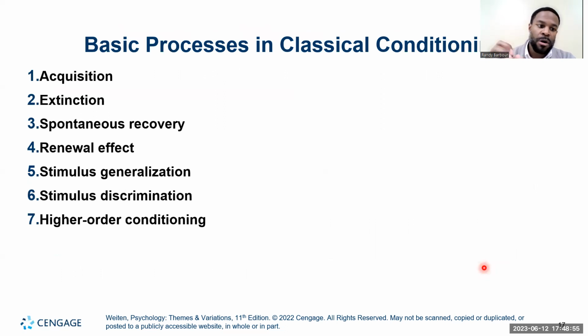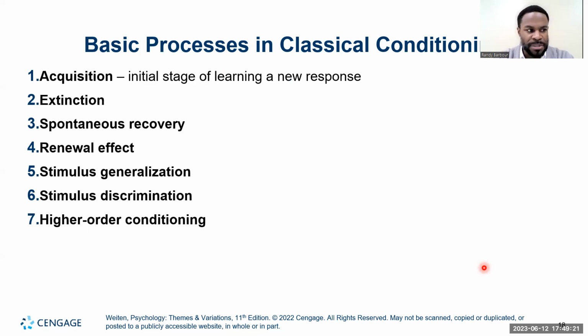Okay, so there are 7 basic processes in classical conditioning, and they're really, really important to how we think about the pairing of a neutral stimulus to an unconditioned stimulus and how it might be recovered and extinct. So we'll talk through some of these different processes.